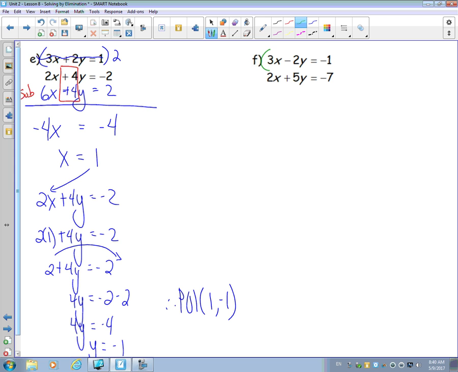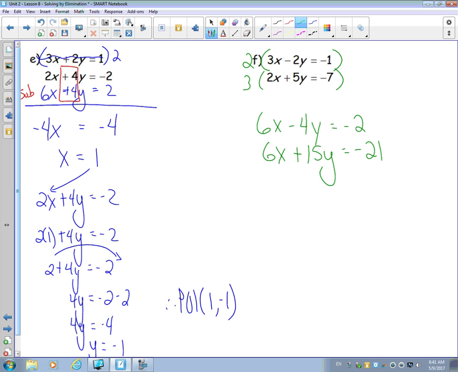Let's take the first one and multiply it by 2. And the second one multiply it by 3. That way I end up with 6x and 6x, which will make two things that are the same. And that's our objective, right? To make letters have the same coefficients, the numbers out front. If we can do that, we can do elimination.